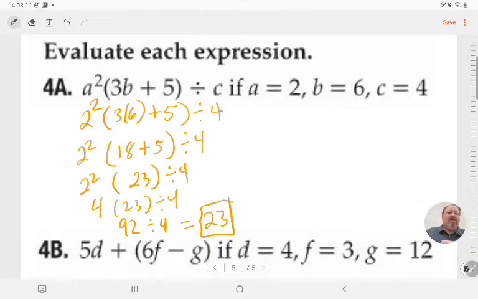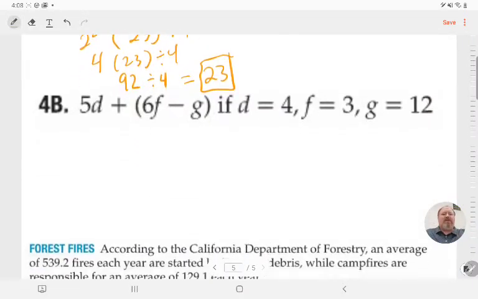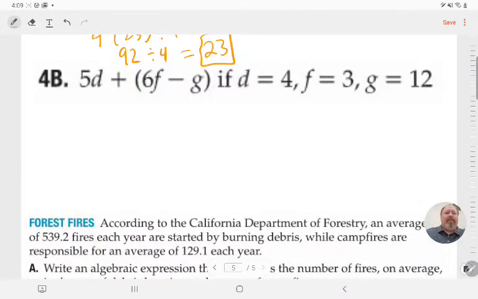Okay? So just step by step. Plug in what you know and go step by step, the order of operations. So let's look at 4b. So we plug in what we know to all of the variables. We know d equals 4, so that would be 5 times 4 plus 6, f is 3, so 6 times 3, minus g, or minus 12.